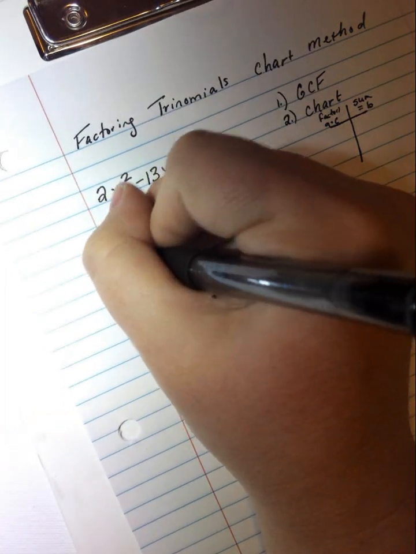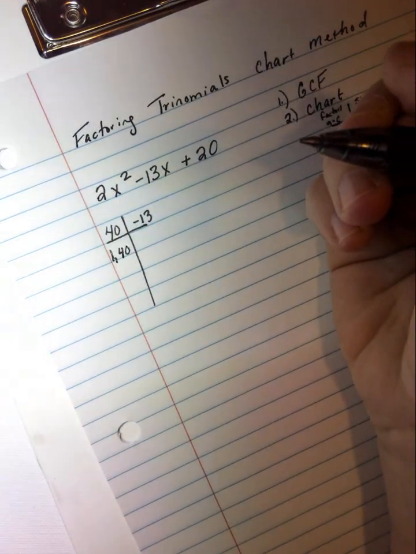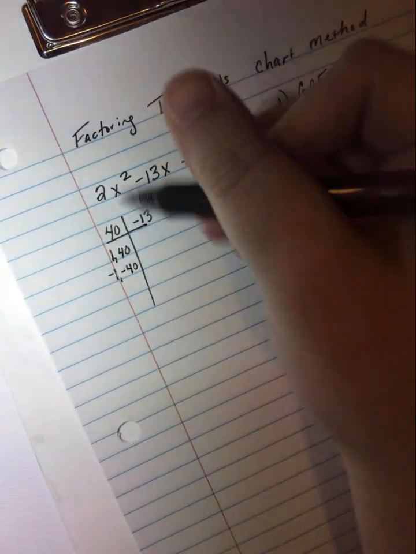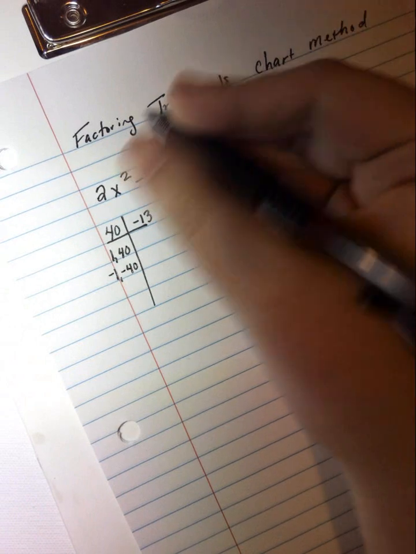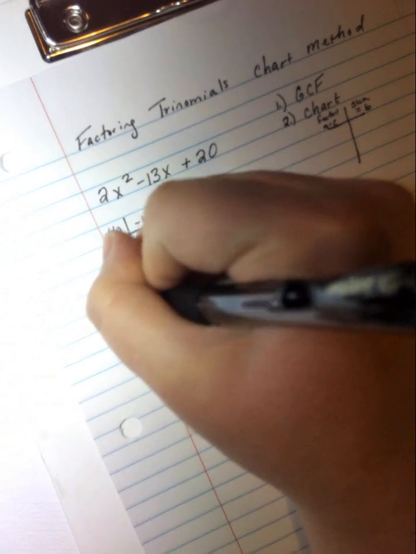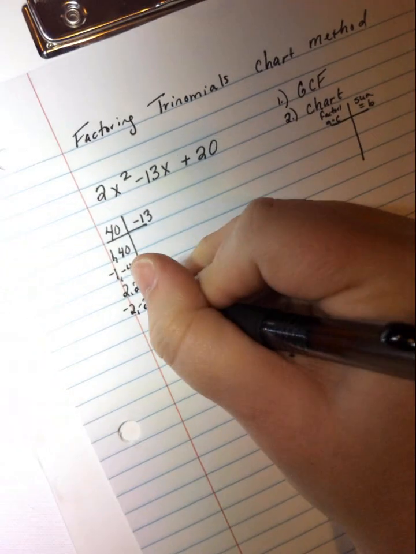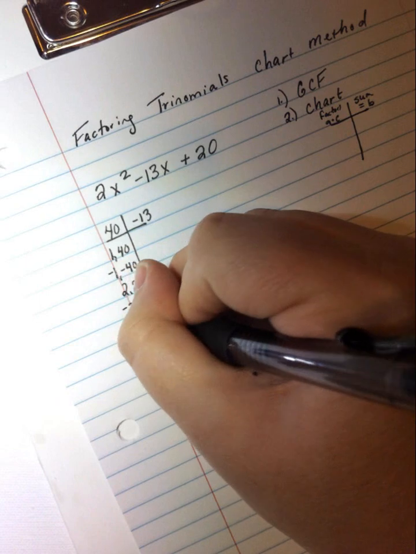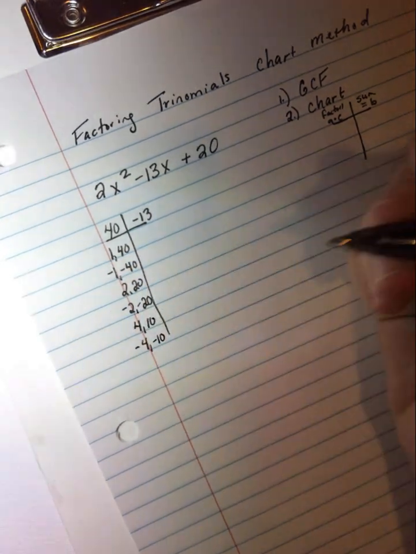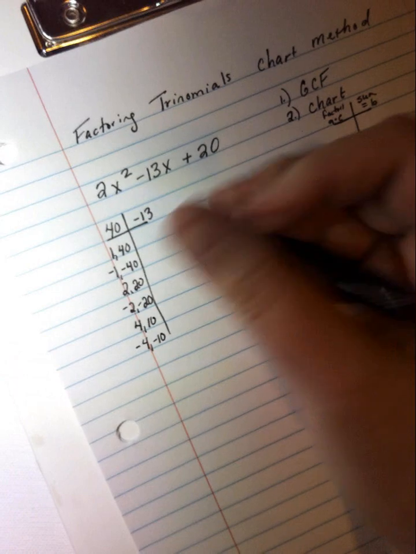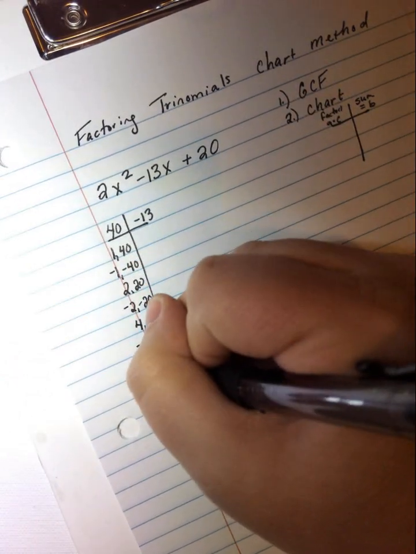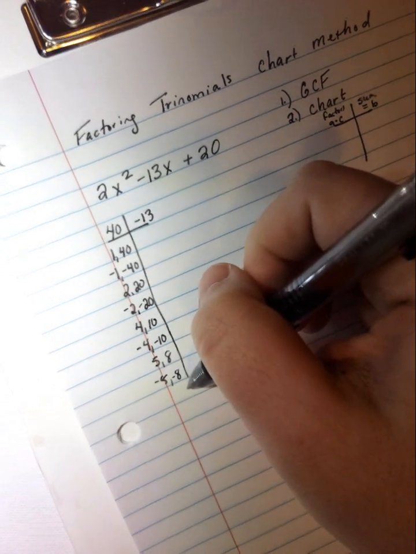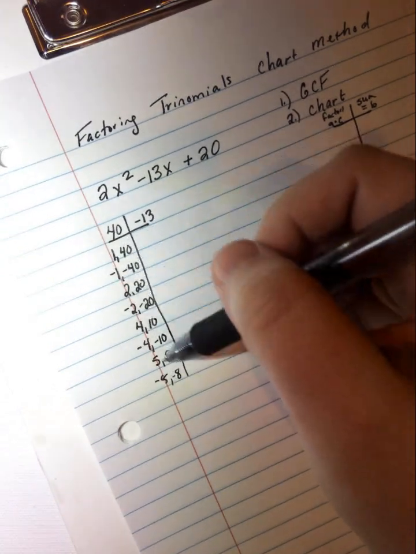So for example, 40 can be 1 times 40. Or, don't forget your negative numbers. A negative 1 and a negative 40 can also give me a positive 40 when you multiply. 2 and 20. Negative 2 and negative 20. 3 won't work, but 4 works. 4 and 10, or a negative 4, negative 10. 5, does 5 go into 40? Yes. 5 and 8, or a negative 5, negative 8. 6 doesn't work. 7 doesn't work. 8 works. We already got it. So here are all of my possible factors.